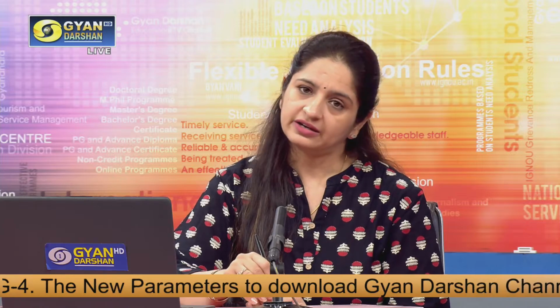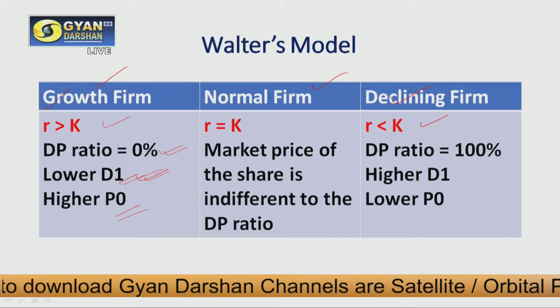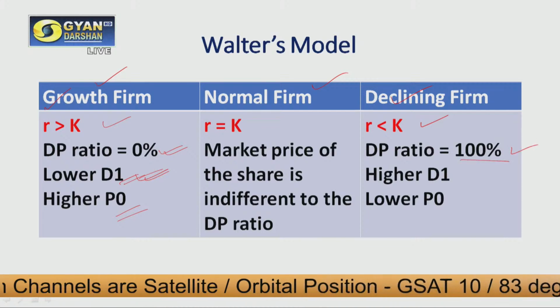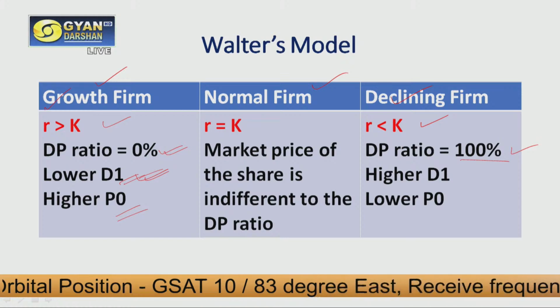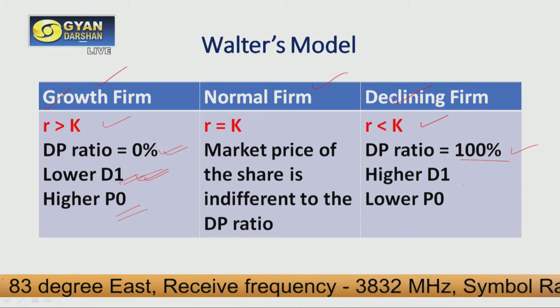So when our return is less than cost, that means we are dealing with a declining firm. Now what should we do in this case? In this case, we should pay dividend. That means our dividend payout ratio can be 100%. That means we can completely distribute the profit that we are earning in the form of dividend.